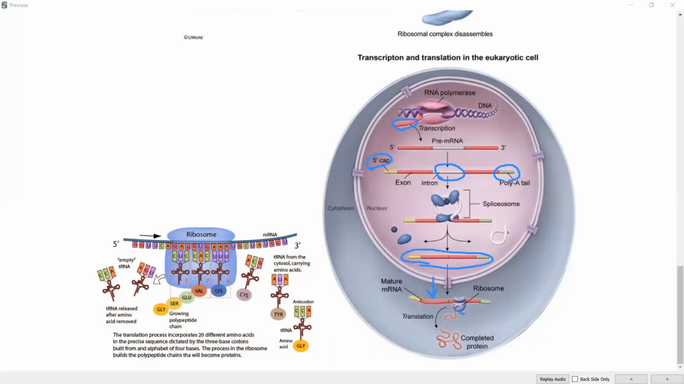And then we have translation. The ribosome comes, finds the 5' cap, attaches, and starts translating. Once it hits the stop codon, it stops, everything disassembles, and we have a completed protein. This is basically what you need to know about the central dogma. We start with DNA, we transcribe, we get RNA, we translate, and we get protein. Any questions about the whole central dogma?